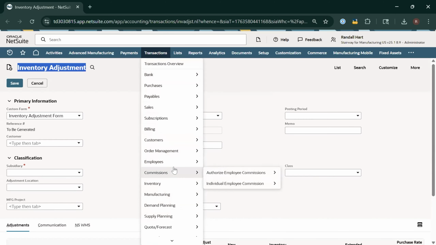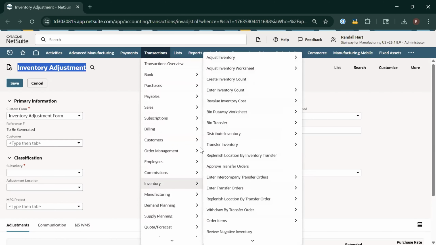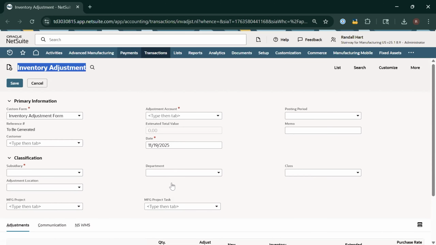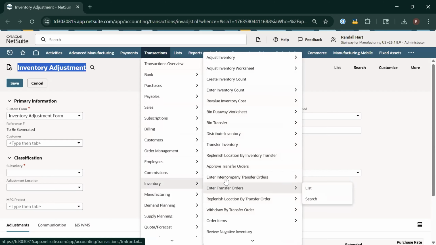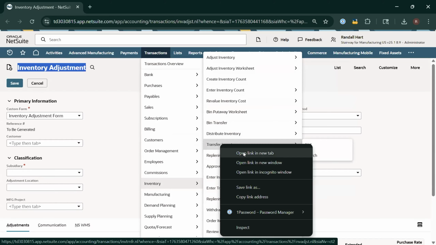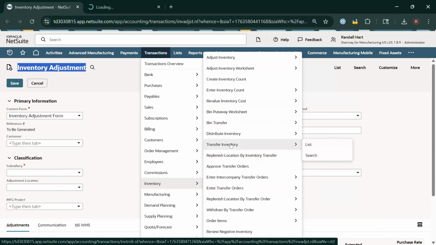So when I come in here to transactions, inventory, again, we have a couple of different options. We have a transfer inventory, and we have an enter a transfer order.